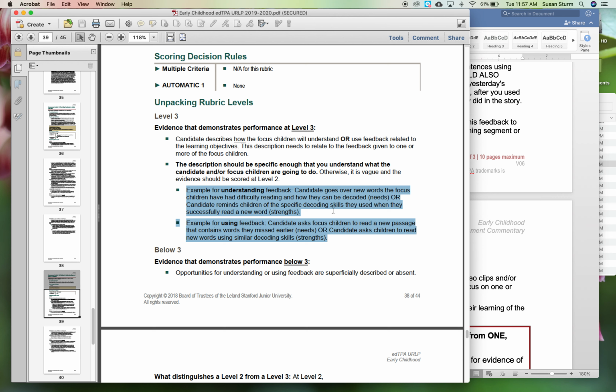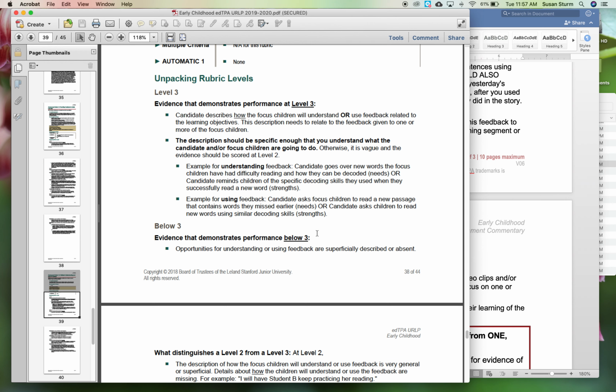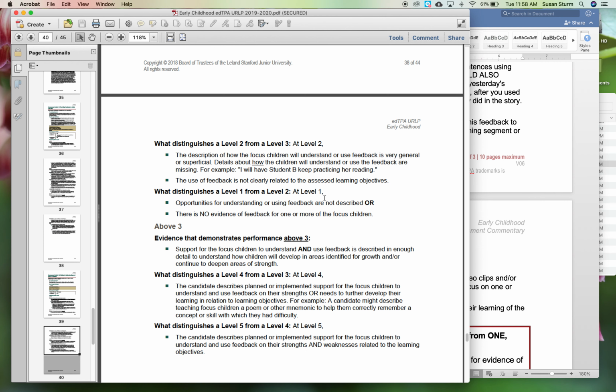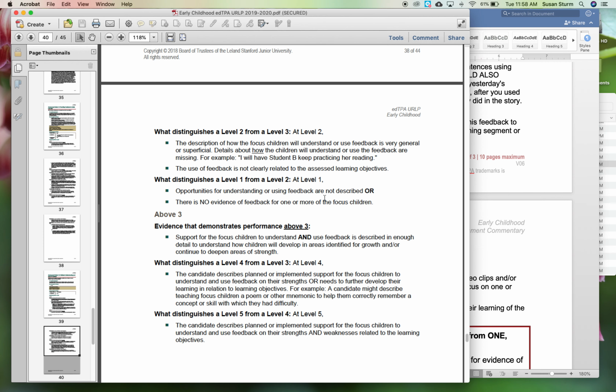And this can be you're going to go over it with them. You're going to remind them of things when they successfully read a new word. And then the second part is how are you going to help them to actually use the feedback? So one is understand it. The second one is how are they going to use it? And this is asking them to do something new with it, asking them to read with words that they've already practiced on. And then this one is set up, understanding. Candidate describes planned supports for the children.